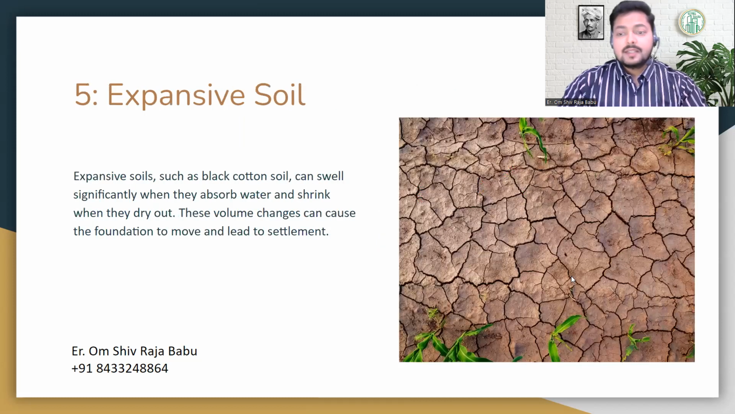Okay, now another reason of foundation failure is the expansive soil. So expansive soil such as black cotton soil can swell significantly when it absorbs water and shrinks when it dries out. The volume change can cause the foundation to move and lead to settlement. So you can see this is the kind of soil that we will find in our fields normally. The government is also saying that we should not construct any building on agricultural land, because the agricultural land holds the black cotton soil and the expansiveness of the soil is very high over there.